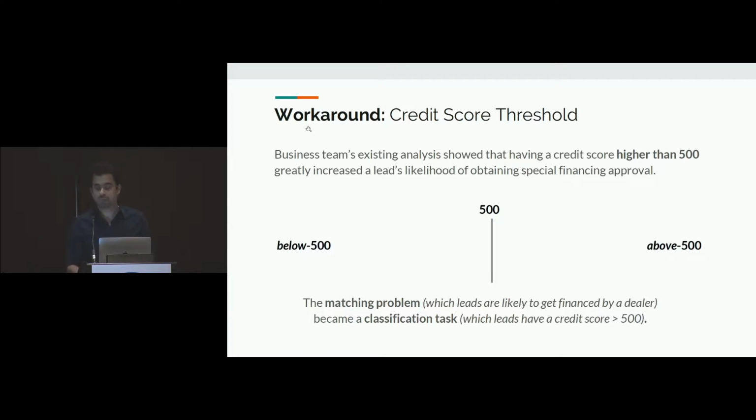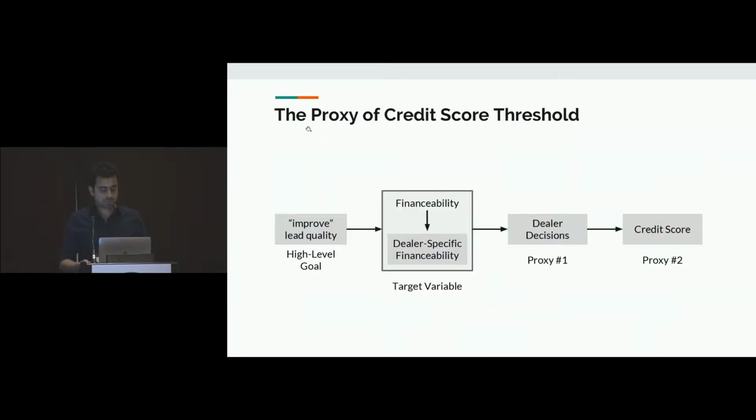Only two credit score ranges were now important. Don't reconcile them, just label them as above or below 500. A financeable lead was a lead with a credit score above 500. The matching problem had now become a classification task. The credit score threshold of 500 was a new proxy.